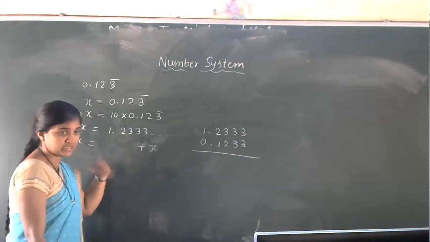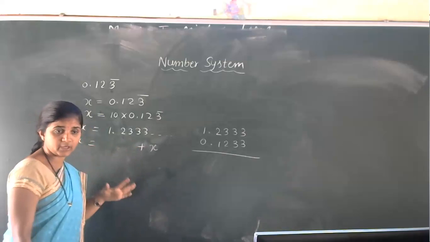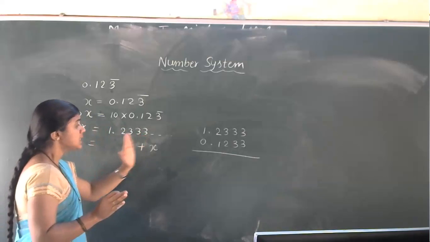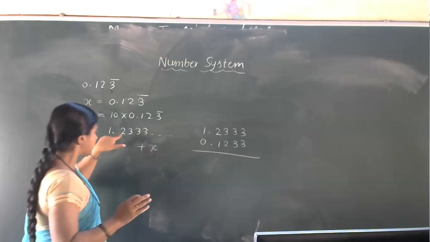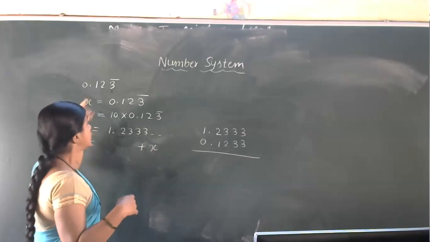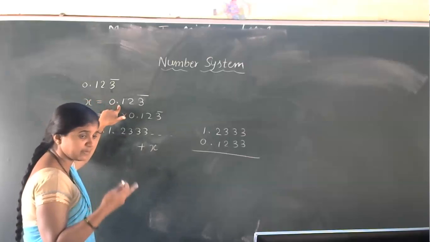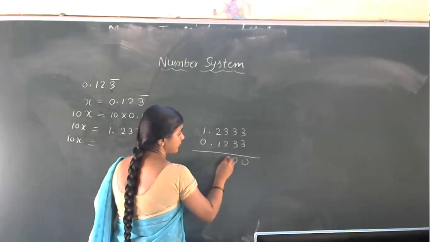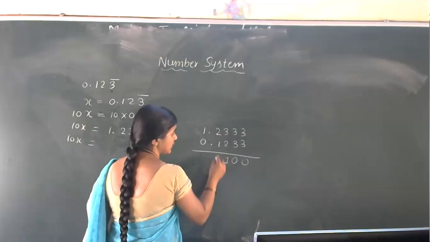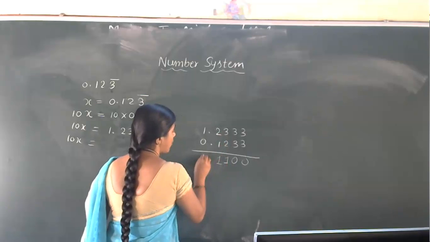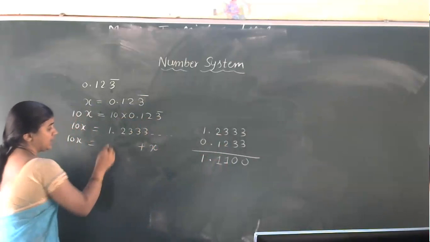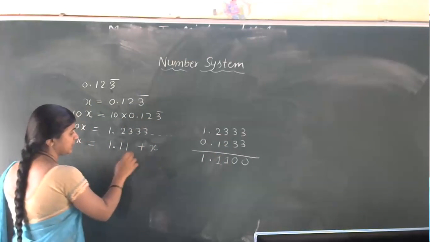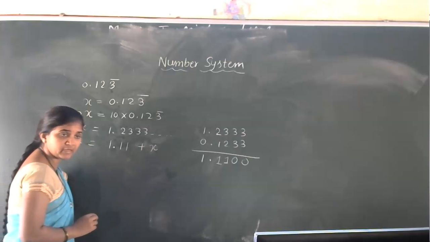Okay, so this gives the revision part of this conversion of p by q. Just listen carefully. 1.2333, and so on up to infinity. Then from this 1.2333 you just subtract this x. Then you will get 3 minus 2 is equal to 1, then 2 minus 1 is 1. So 1.11 plus x. Okay, 1.11 plus x.